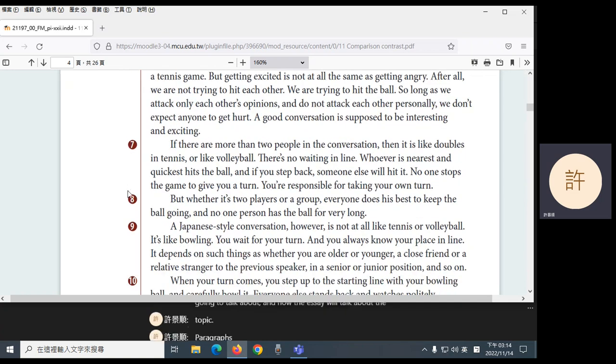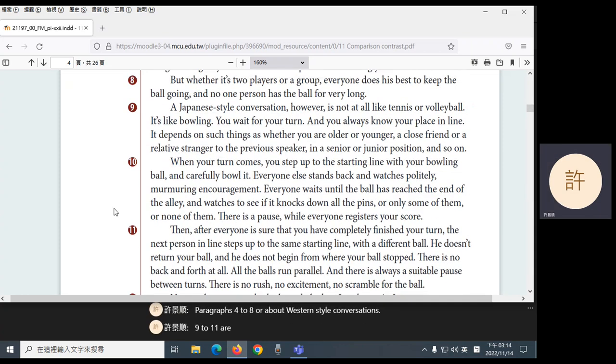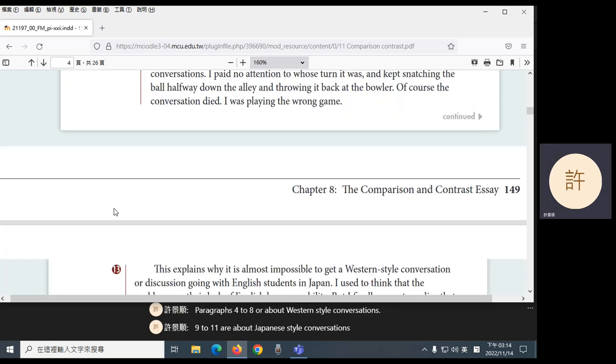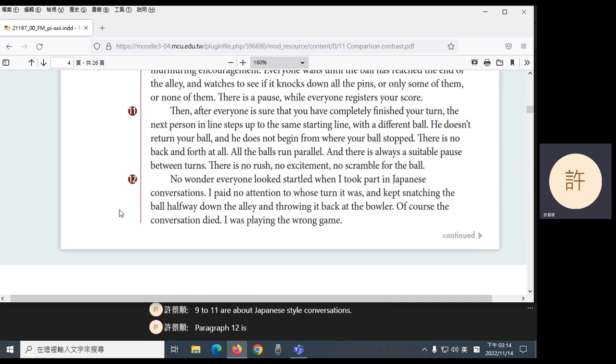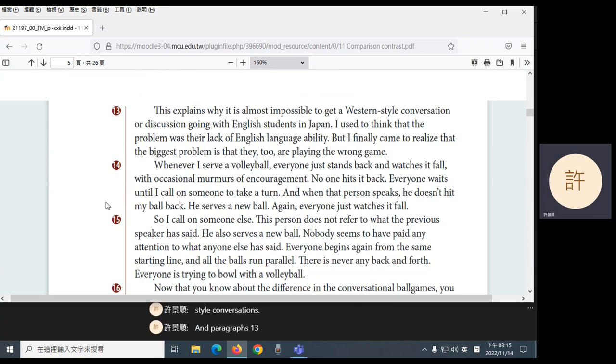Paragraphs 4 to 8 are about Western-style conversations. 9 to 11 are about Japanese-style conversations. Paragraph 12 is about a Westerner trying to have Japanese-style conversations. And paragraphs 13 to 15 are about Japanese people trying to have Western-style conversations.